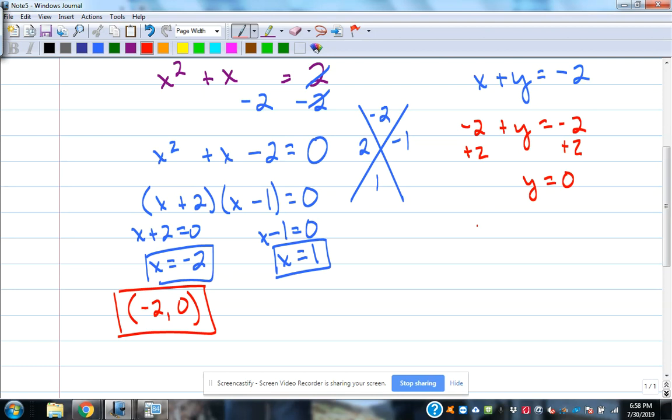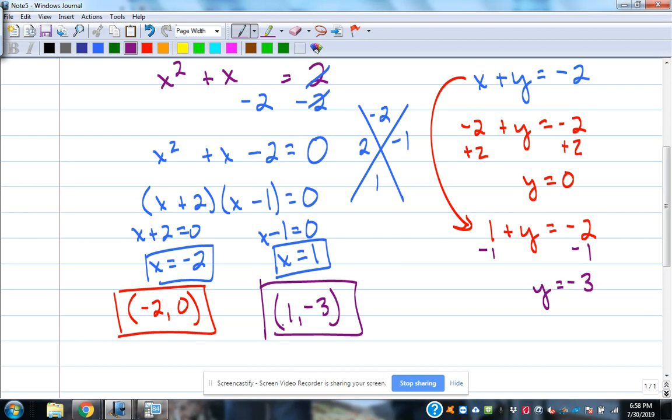And then I'm going to take that same equation and I'm going to plug in a 1. 1 plus y is equal to -2. We'll get y by itself. Subtract 1. That's -3. So the ordered pair that goes with the 1 is 1, -3.